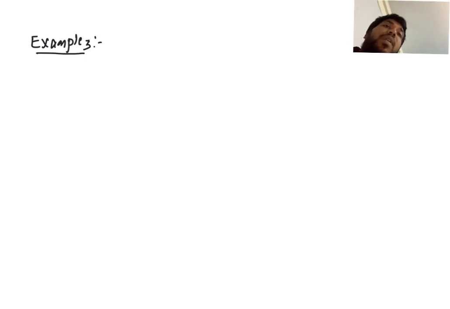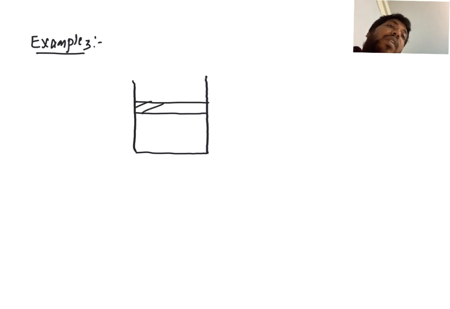Now let us consider the third example here, that is example 3. Again, let us consider the situation where we need to measure the temperature. Let me consider a simple container or a vessel. Let's consider that this is a simple container or vessel which is filled with gas. Let us consider this as a piston here. Assume that this is a piston.